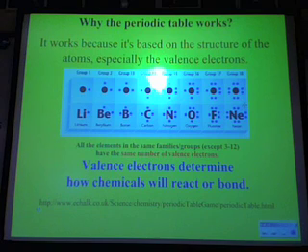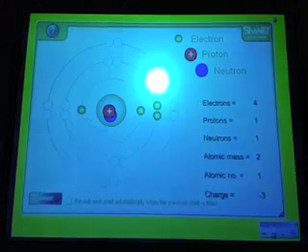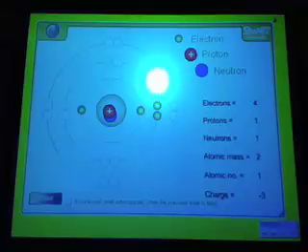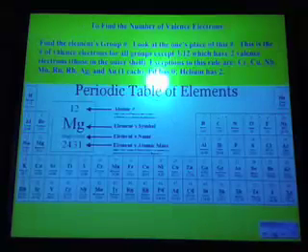This is a key thing, and you need to know how we figure out the number of valence electrons so that you can complete the back side of this. Valence electrons determine how chemicals will react or bond. Okay? So what's in the outermost shell is what's most important.